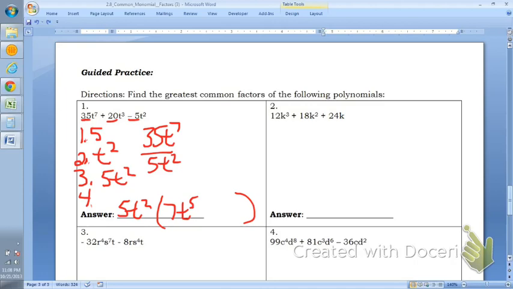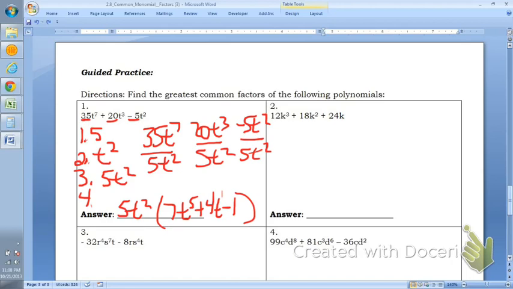Then I go to my second term. I have 20t to the 3rd. Divide that by my greatest common factor, 5t to the second. 20 over 5 is positive 4. T to the first. I'm not going to write that. I could put the little 1 there, but you don't need it. And then finally, you have negative 5t to the second divided by the greatest common factor of 5t to the second. Negative 5 over positive 5 equals negative 1. T to the second over t to the second is t to the 0. It just cancels out.